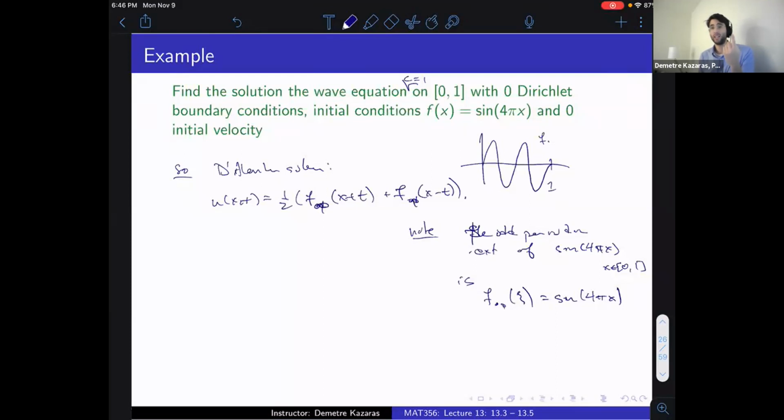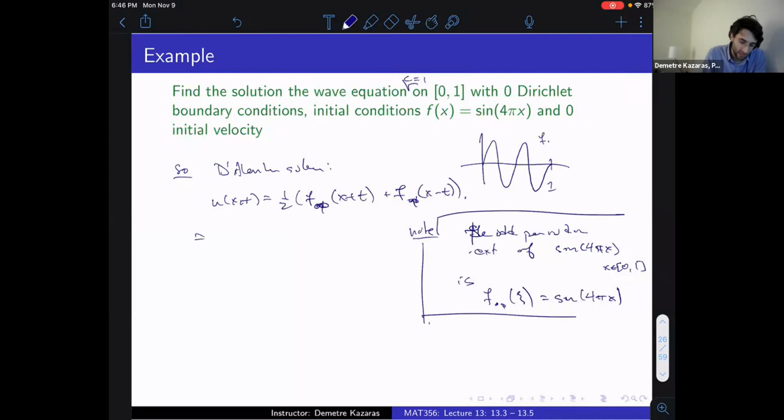Is it odd? Yeah, sine is an odd function. Is it periodic? Period 2. The answer is yes, it is periodic with period 2. The period is even smaller than that, but it is definitely 2-periodic. Anyway, so this is the odd periodic extension.